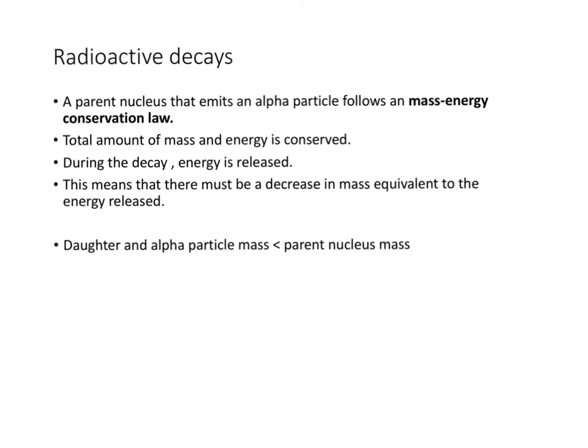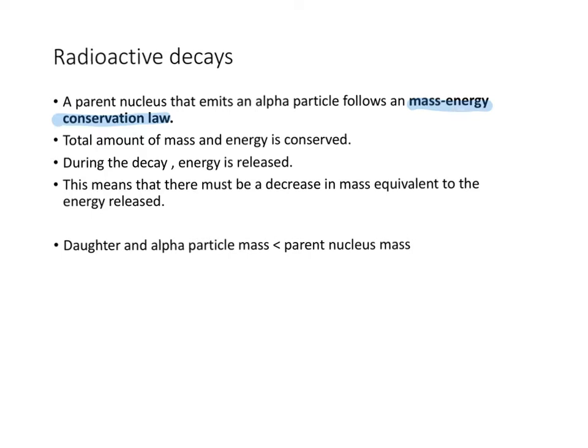So how does that apply in radioactive decays? When you have a parent nucleus that emits either an alpha or a beta particle, it has to follow what we call a mass energy conservation law. Since we have introduced now Einstein's equation, it's very important to realize that mass energy has to be conserved as a total. So we know that during a decay, energy is being released. That means that there must be a decrease in the mass that's equivalent to the energy released.